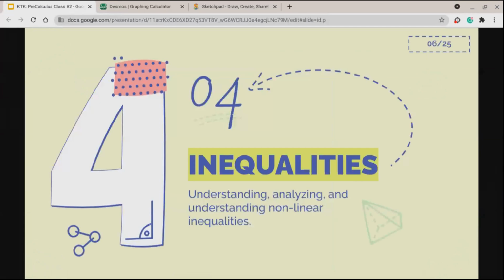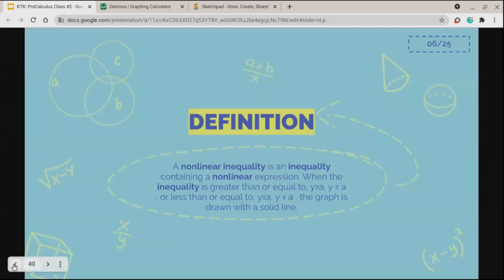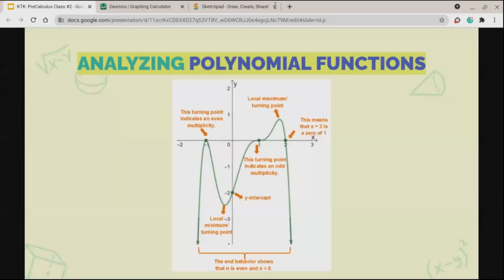All right, now that we're done with that, we can move on to inequalities. Are there any questions about polynomial functions? Anything that you don't understand, anything you would like me to go over before we continue on to inequalities? This is a very, very important part of learning about precalculus. Someone asked how much time we have left? We've got about 15 minutes left.